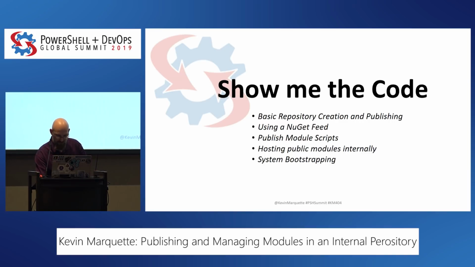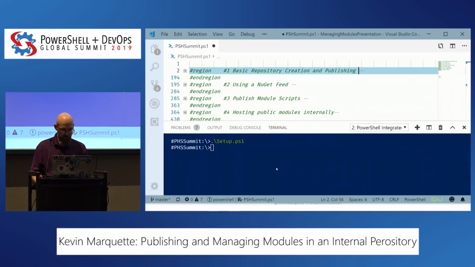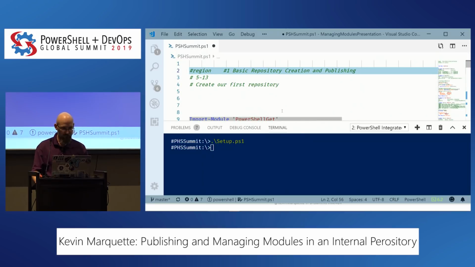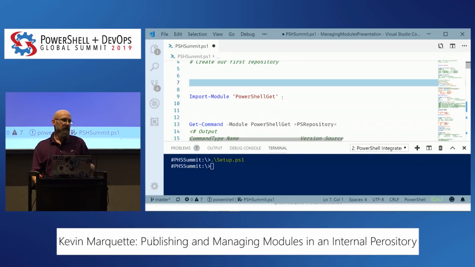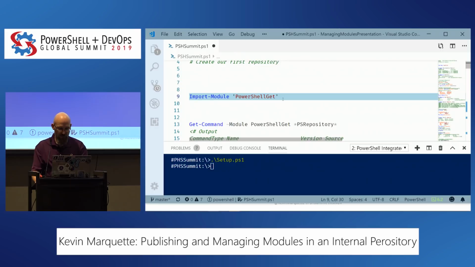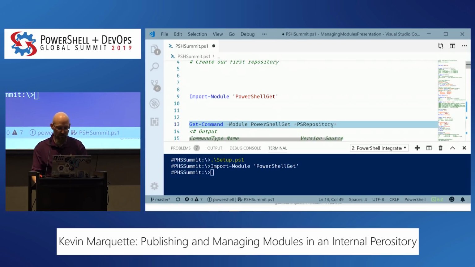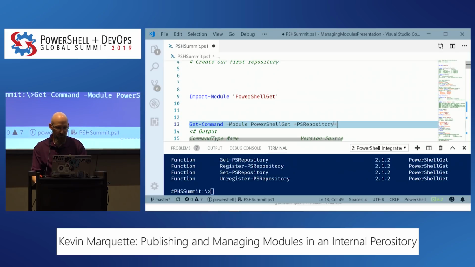So with that, let's pull up some code here and get our windows just right. I guess everything starts with PowerShellGet. This is the module that has all of the functions and features that we're going to be working with here. So let's go ahead and get that loaded. And the commands we're really going to look at are the PSRepository commands.